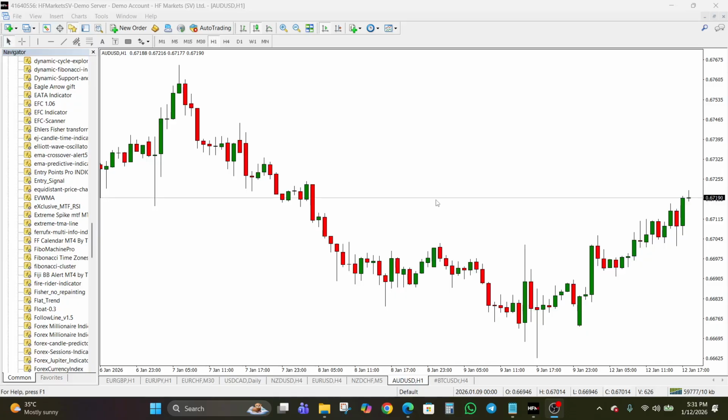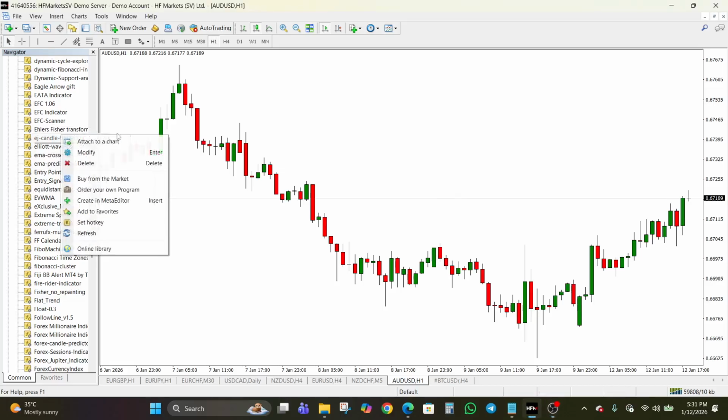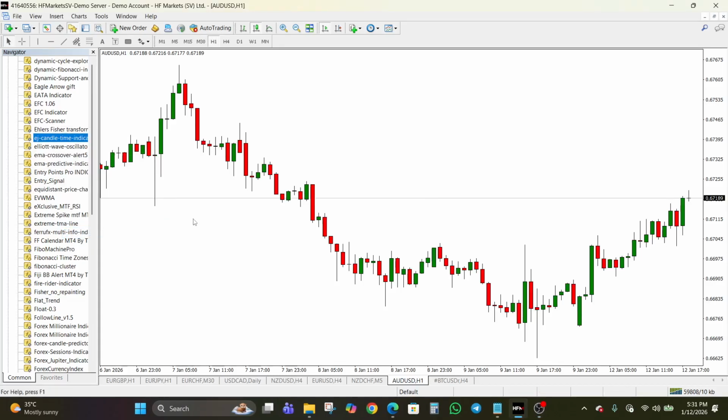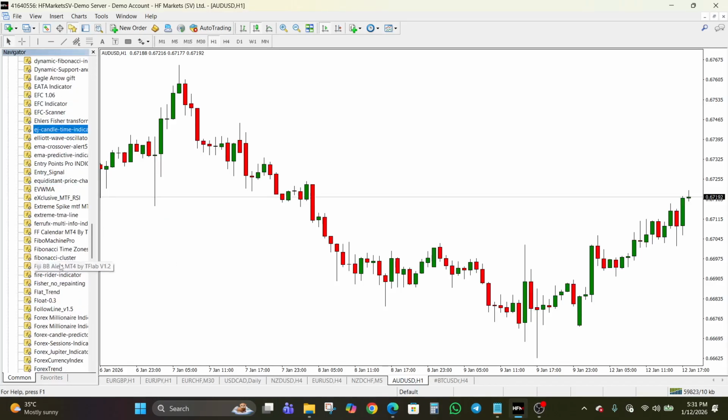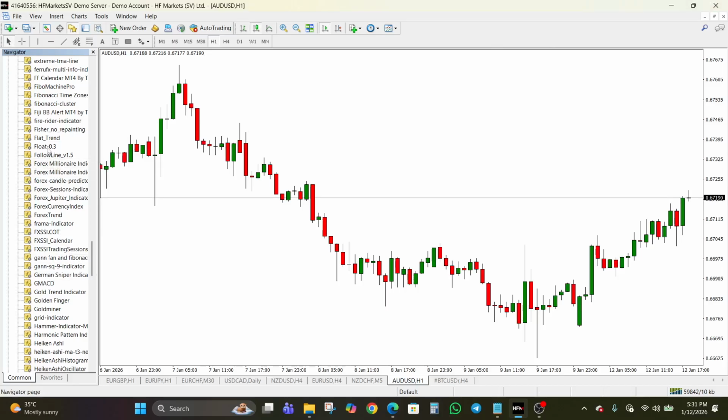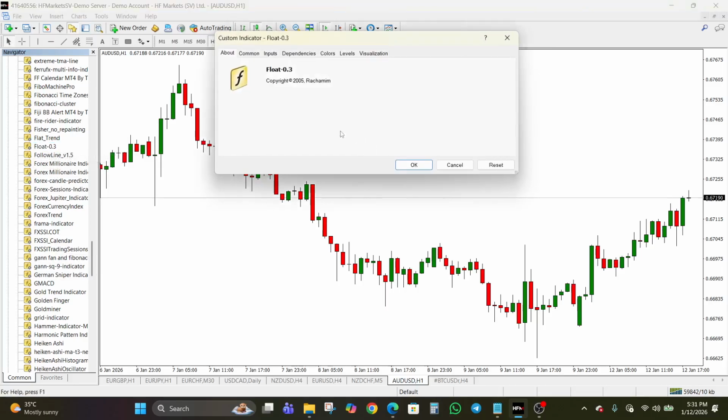Now, after you've downloaded the indicator, head over to your indicators folder for MT4 or for MT5 as the case may be, and you paste the indicator file in there, after which you should return to your navigator and refresh. All right. Then after refreshing, just look for the float indicator. If you can't find it, you just might have to restart your terminal. All right. Drag and drop to your chart.